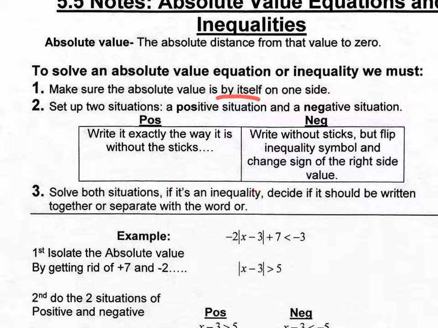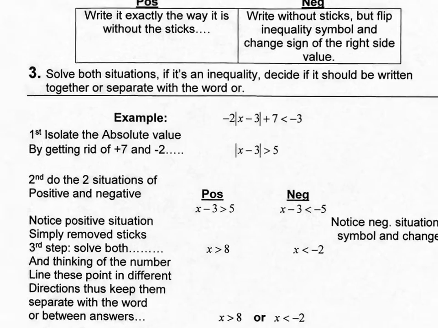And if it's an inequality, which is all we are going to have in this section, decide if it should be written together or separate with the word or. So after we solve them, we must think about the answers and think about a number line. And if the areas on the number line are together, that means we need to write them together as a compound inequality. But if the areas are apart, you just leave both answers separate, but with the word or between them. So let's take a look at this example.